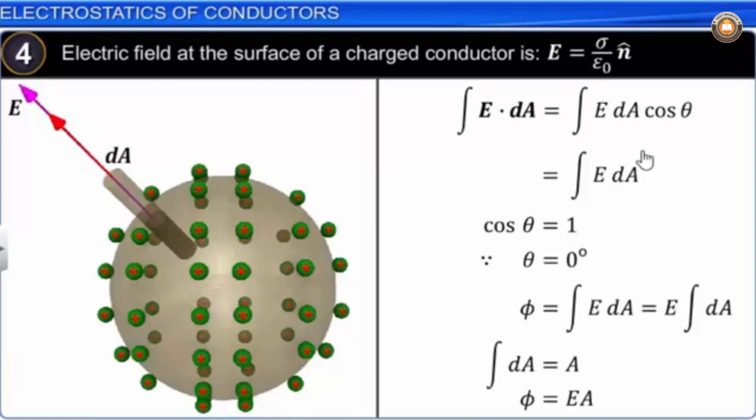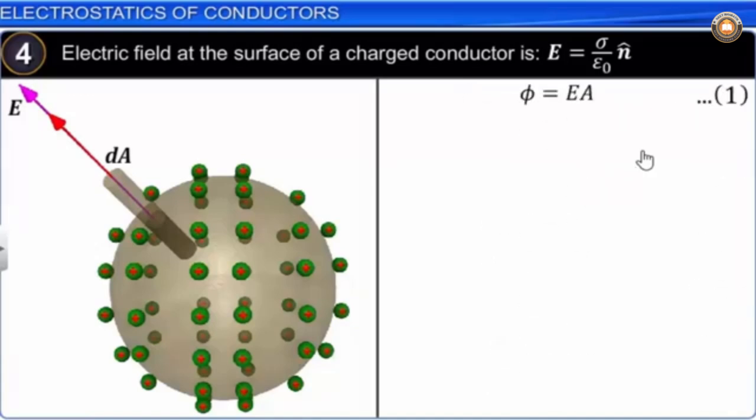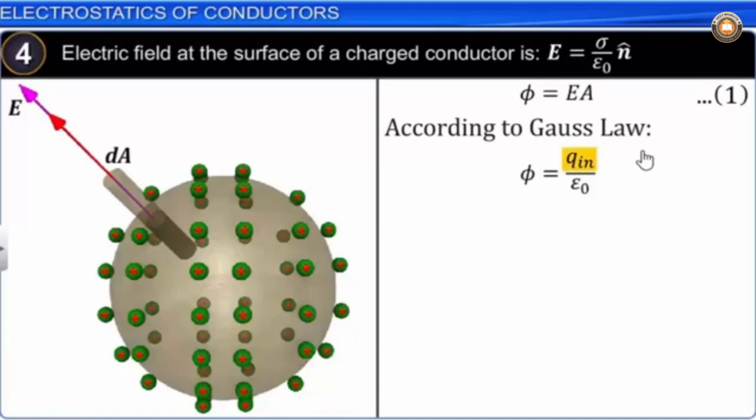Here, A is the area of the flat face of the cylinder. Let this be equation 1. But according to Gauss' law, we have phi equal to Q in by epsilon naught. Here, Q in is the charge enclosed by the Gaussian surface. Since the surface charge density of the surface of the conductor is sigma, we have Q in equal to sigma A. Let this be equation 2.